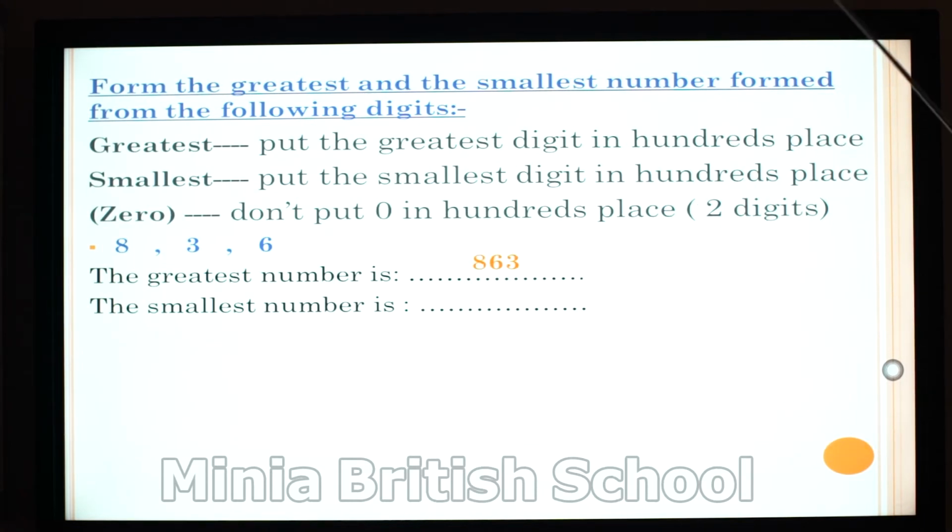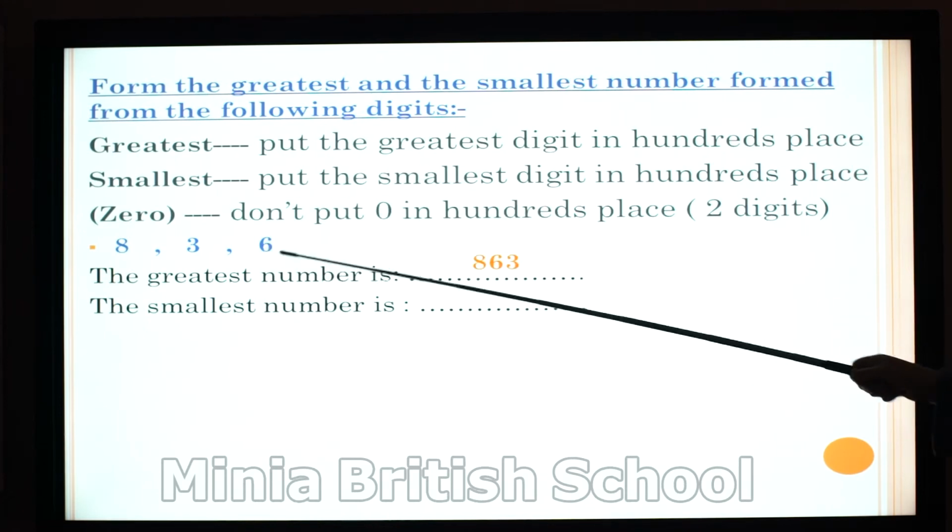Okay, it's like arranging in descending order, from the greatest to the smallest. Arrange 836 in descending order. So you have to put the greatest digit first: 8, then 6, the last digit is 3.